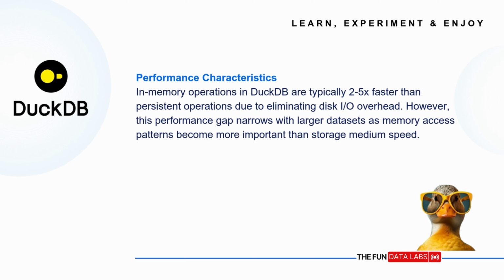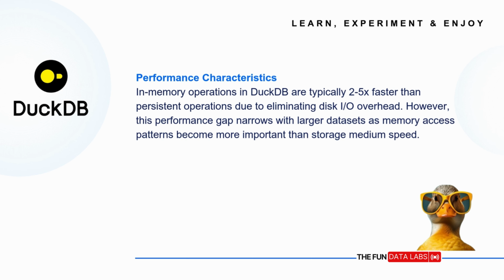However, and this is important to note, this performance gap tends to narrow as your data sets get larger. Why? Because with larger data sets, the memory access patterns become more important than the actual storage medium speed. When data doesn't fit neatly in CPU caches, the penalty for random memory access starts to add up, whether that memory is RAM or disk-backed.